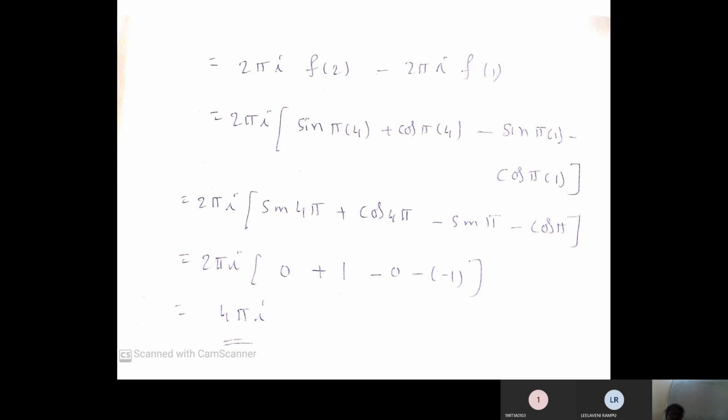F of 2 is sin pi into 2 square plus cos pi into 2 square, that is sin pi into 4 plus cos pi into 4, minus sin pi into 1 square minus cos pi into 1. Sin 4 pi plus cos 4 pi minus sin pi minus cos pi. Sin 4 pi is 0, sin pi is 0. Cos 4 pi is 1, cos pi is minus 1. So 1 minus minus 1, 1 plus 1, 2, 2 into 2 pi i, 4 pi i. So this is the fourth problem.